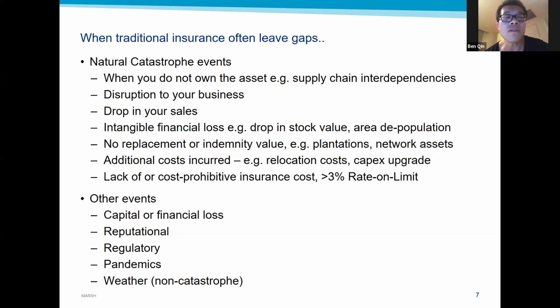And keep in mind, all these are for cat risks, right? For your natural catastrophe events, where it's a subsequent indemnity process, and that's where you don't really have that traditional insurance cover. There are other types of events out there. Your financial losses, typically what we term as non-physical damage.